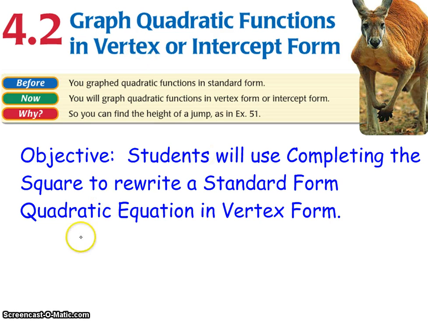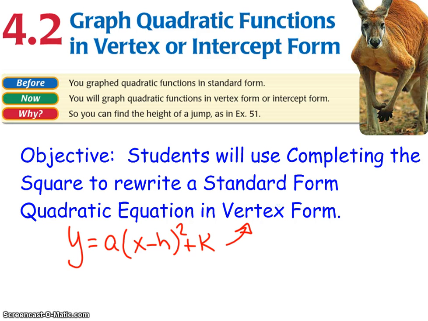Okay, if you remember from yesterday, we graphed using vertex form. Vertex form is y equals a times (x minus h) squared plus k. That's vertex form. Now, today we're going to go over how to change it from standard form to vertex form. Write down the objective. I'll give you a few seconds for that.